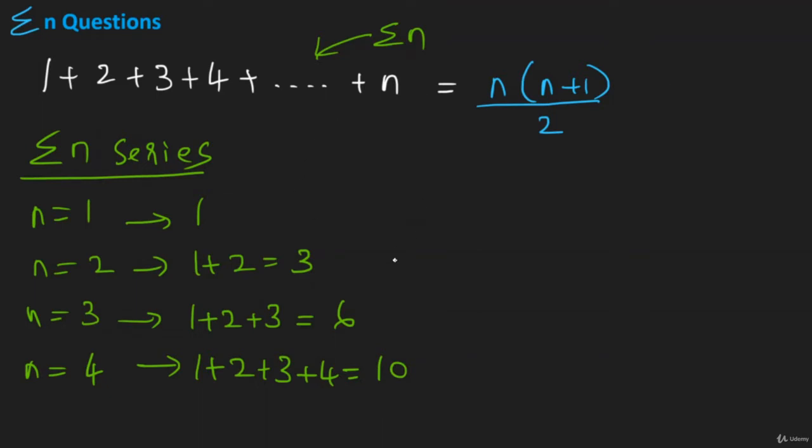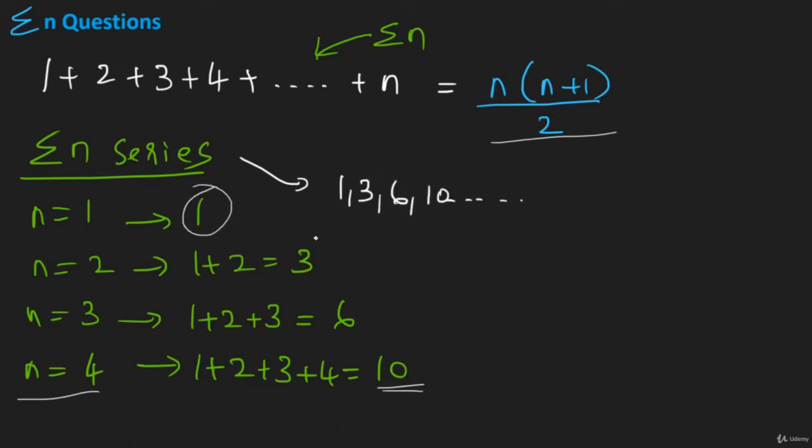Now you can see over here, for example, we have seen n is equal to 4. As per this formula, it's 4 into 4 plus 1, which is 5, divided by 2, and you can see that's equal to 2 into 5, which is 10, which is what we have got over here. Alright, the sigma n series is the set of numbers 1, 3, 6, 10, etc. That's these numbers. 1, you have 3 over here, you have 6 over here, and you have 10 over here.